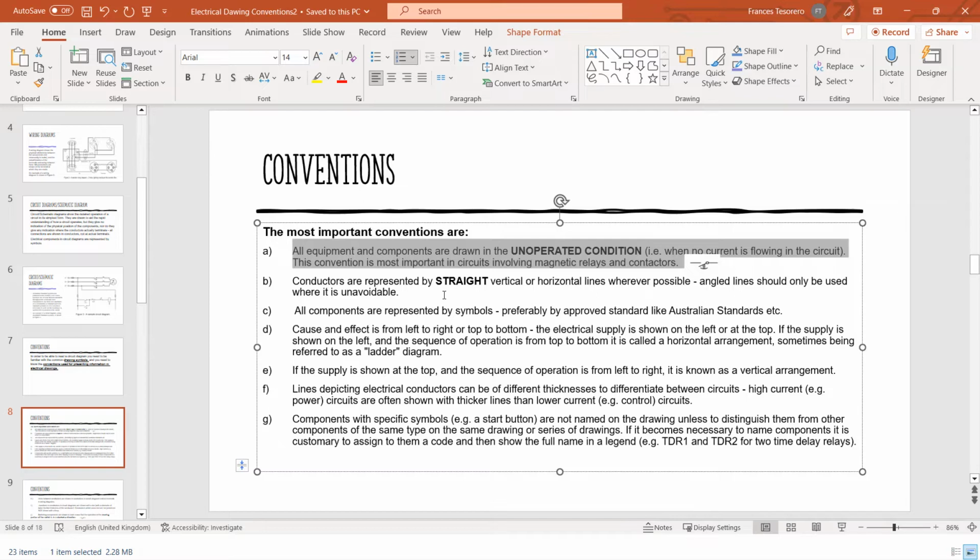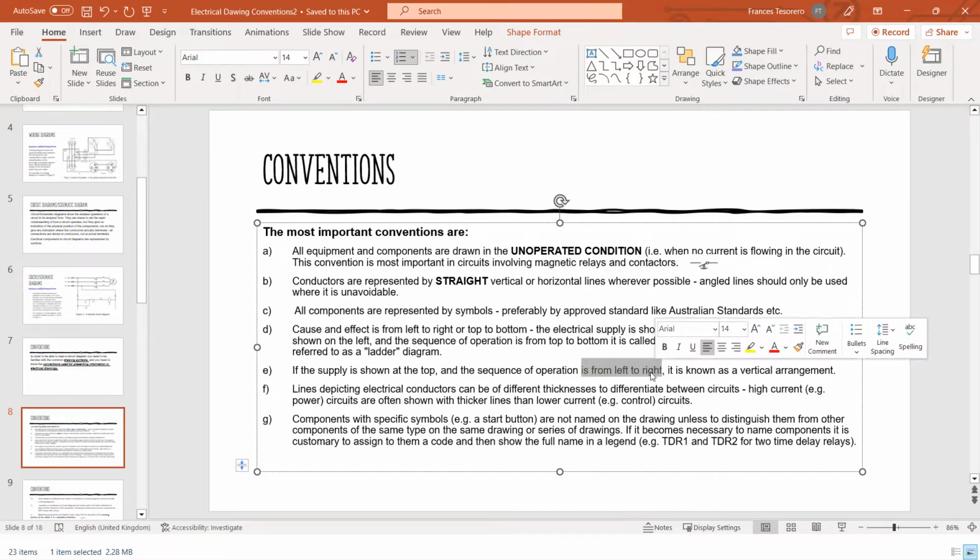Conductors are represented by straight vertical and horizontal lines, and all components are represented by symbols. The electrical supply is shown at the left or at the top. If the supply is shown on the left, the sequence of operation runs from top to bottom. This is called a horizontal arrangement, sometimes referred to as a ladder diagram. We do that with some PLCs. If the supply is shown on top, the sequence of operation runs from left to right. That's normally what we do when we read the schematic. Lines represent conductors, and push buttons have symbols as well.